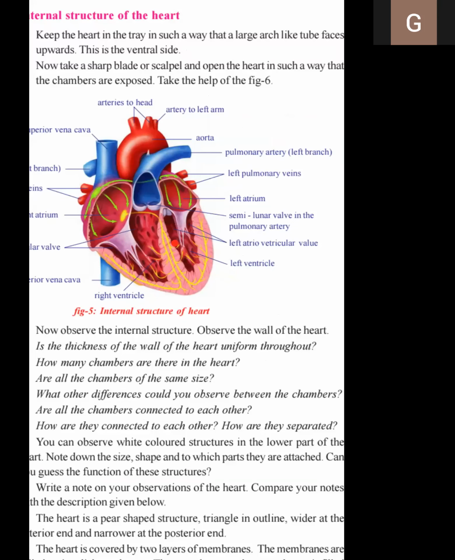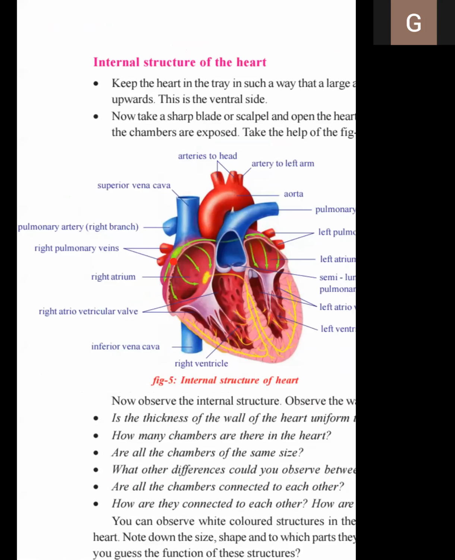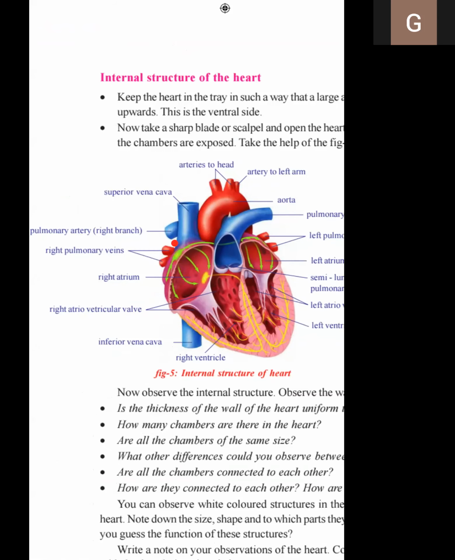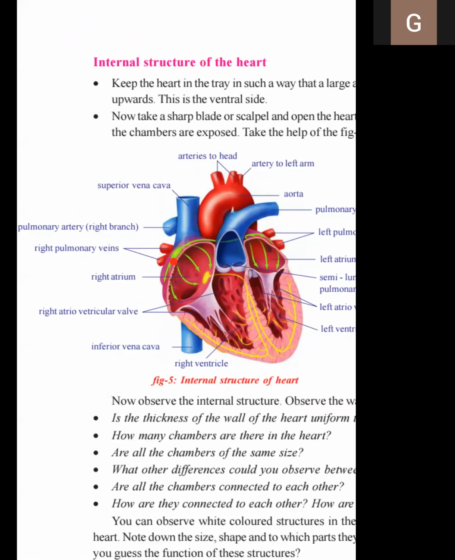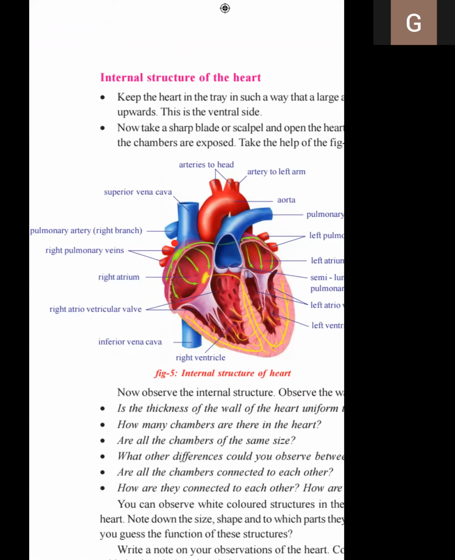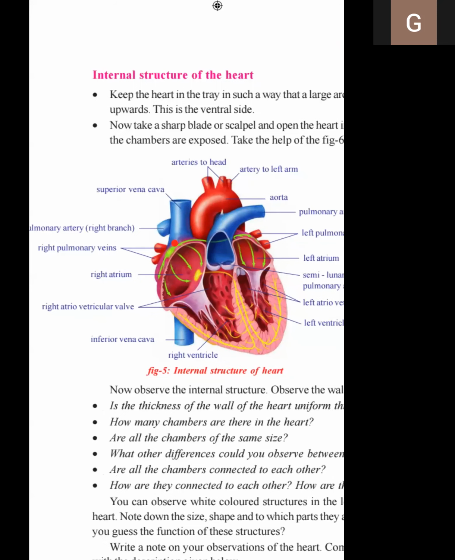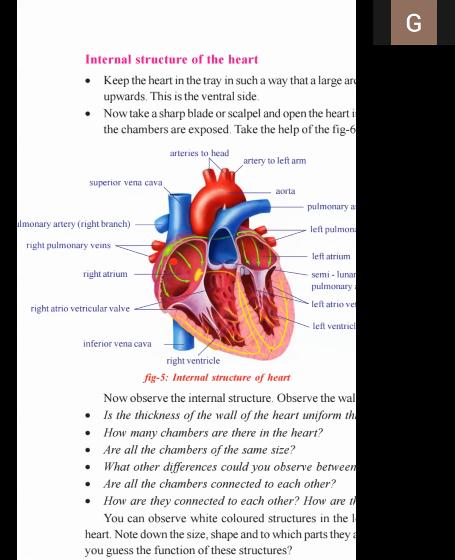The total heart is divided into four chambers externally by grooves. We have two auricles and two ventricles, so it is divided into four chambers: right atrium, right ventricle, left atrium, left ventricle.